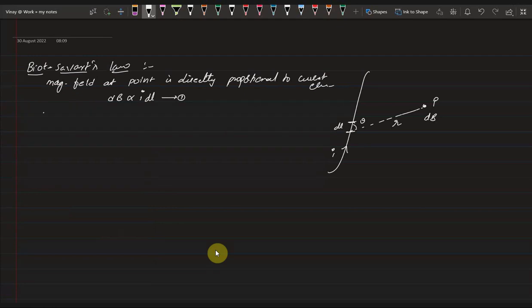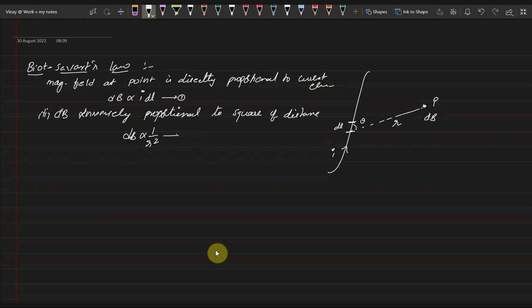And similarly, second point, magnetic field dB is inversely proportional to the square of distance. That is, dB is inversely proportional to r square. Take it as equation number 2.